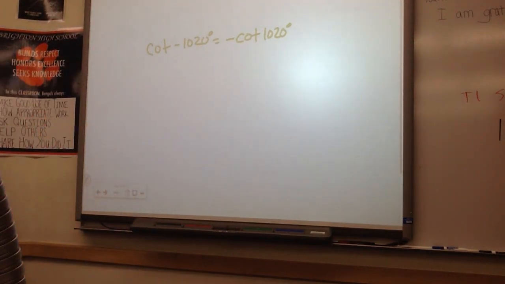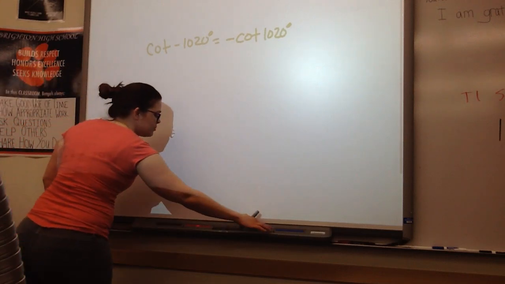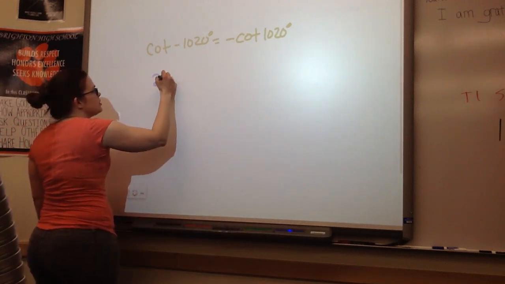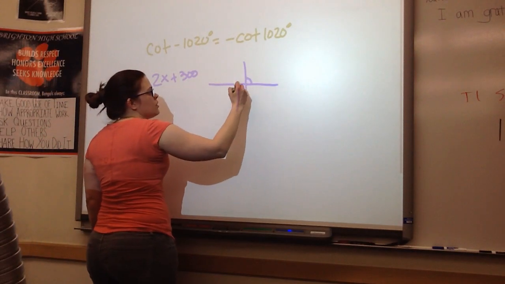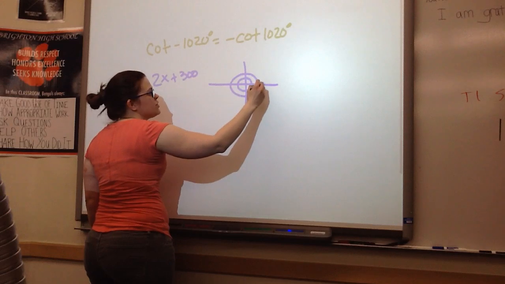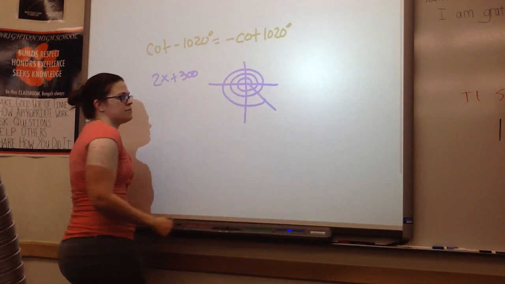So now we need to know how far 1020 is past 360. So I know 360 and 360 gives us 720. So I subtract 720 and I get 300. So we're going to go around 2 full times and then to 300. So 1 full time, 2nd full time, to 300.